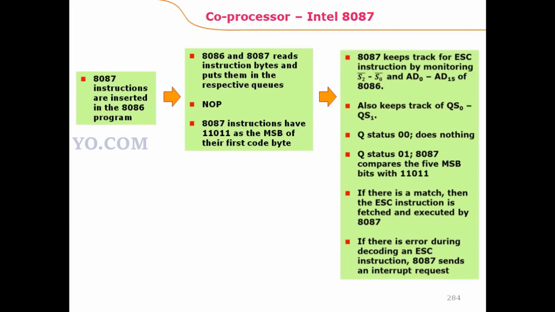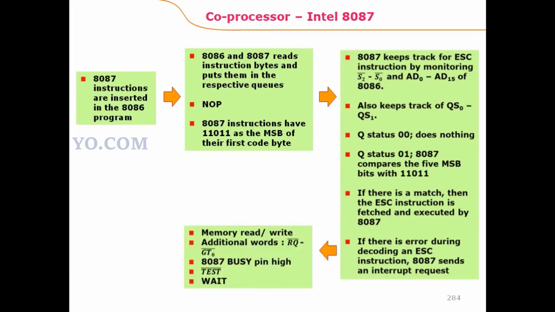Q status 01 means the 8087 compares the 5 MSB bits with 11011. After the comparison, if it matches, then the escape instruction is fetched and executed by the 8087. If it does not match, the decoding of the escape instruction of 8087 is sent as an interrupt request. So this is a coprocessor operation.